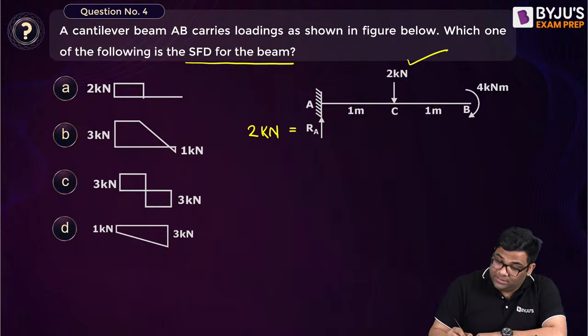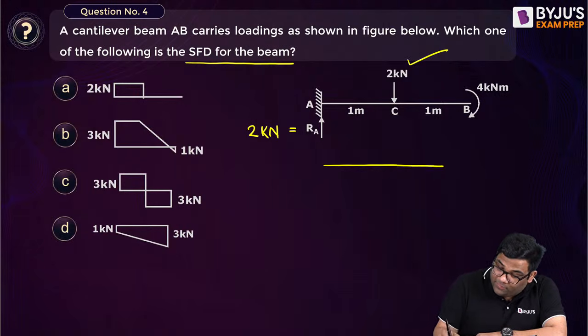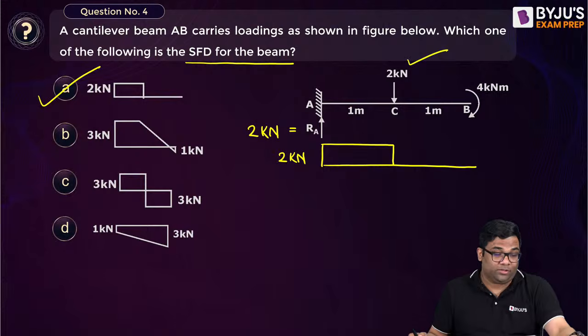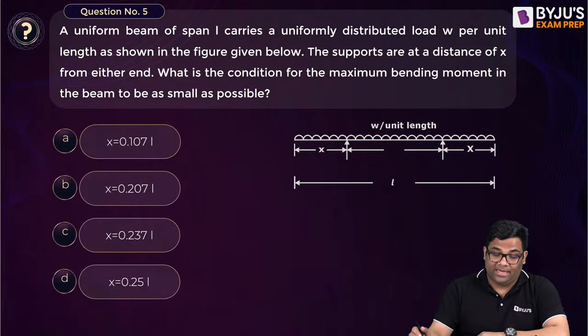So if I draw the shear force diagram, what will happen? Here upward load of 2 kilonewton, right? Then there is no load in this portion. Then downward load of 2 kilonewton, and there is no load after that. So this becomes simply A. Straightforward question. Question number 5.